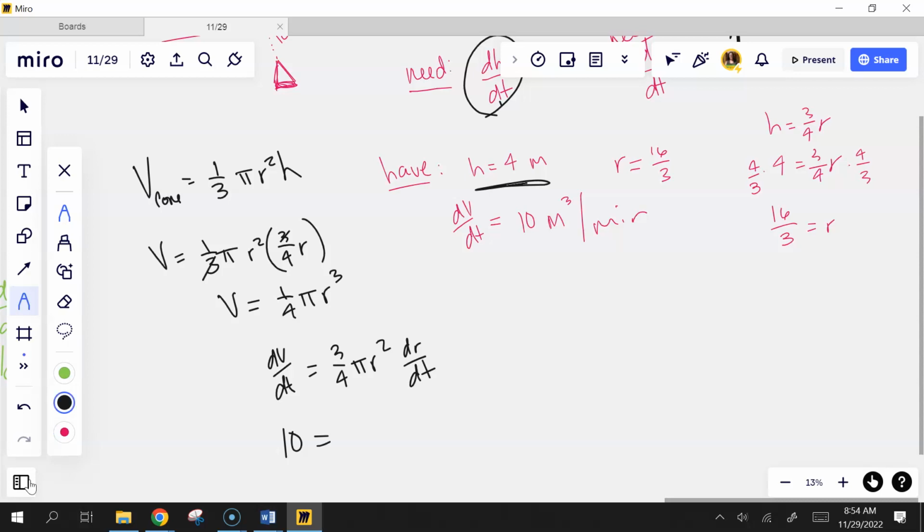So y'all are now like, let's just go back to optimization. It really wasn't that bad. It was pretty bad. Two hardest things we do with derivatives right here. All right, 3/4 pi times 16/3 squared dr/dt.